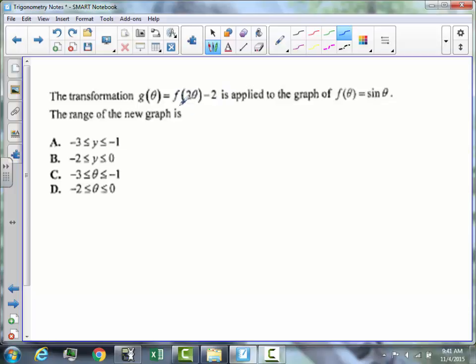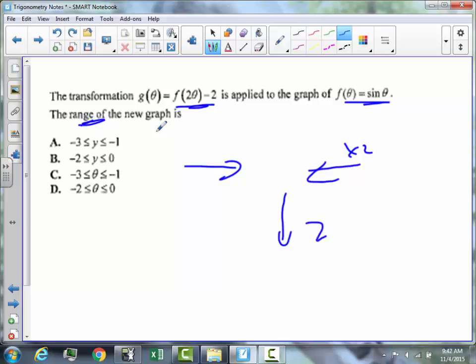Here I tell you that you apply this transformation to that graph. So here's a regular old-fashioned sine graph. What are these transformations here going to do to the graph? What does the 2 inside do? Squish it in. It's inside the graph. See that? If there was a 2 right here, it pulls it up. But the 2 on the inside takes the graph and squishes it in. So I'm just going to draw squish in twice as much. What does the minus do? Down 2.